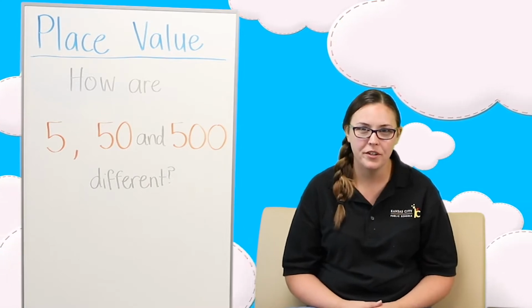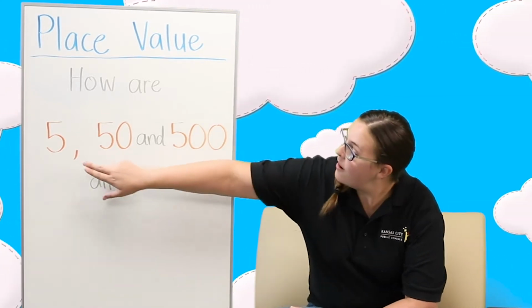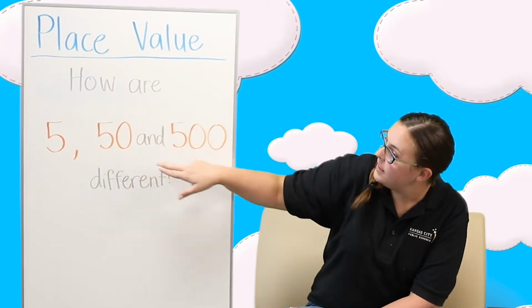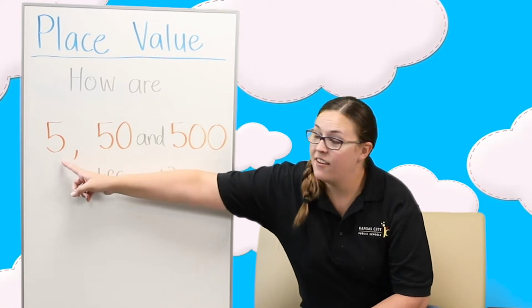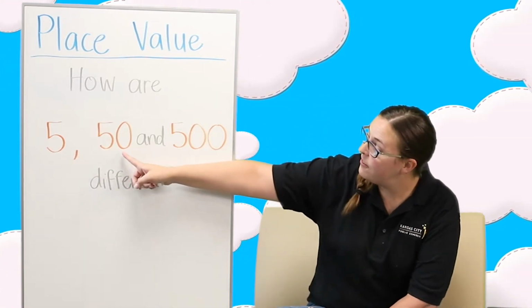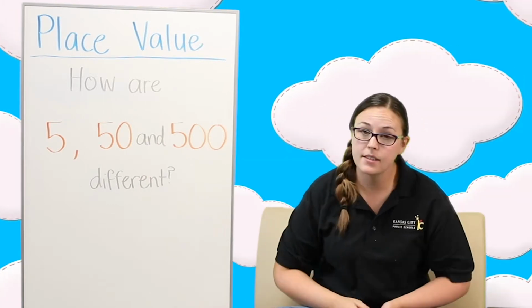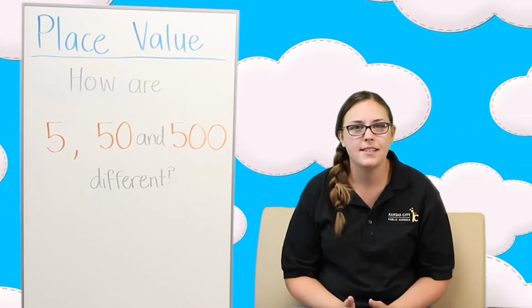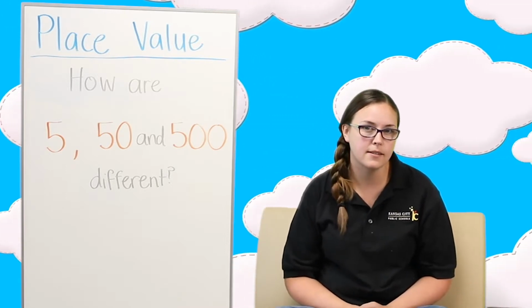Today we're going to be talking about place value. Have you ever wondered why numbers are different sizes? For example here, 5, 50, and 500 are all different sizes. 5 has 1 digit, 50 has 2 digits, and 500 has 3 digits. Do these digits have different values? Do they mean different things?